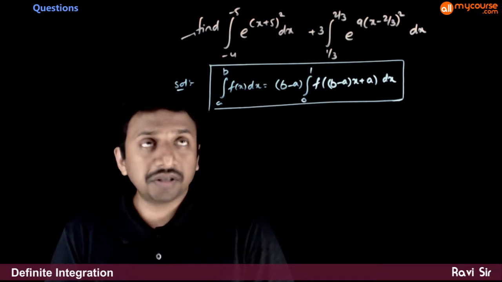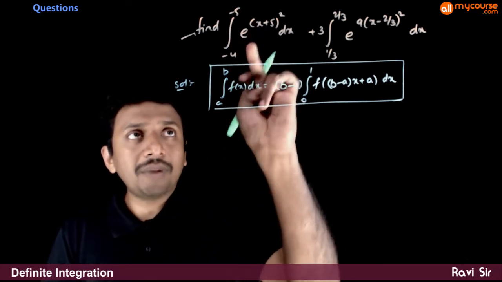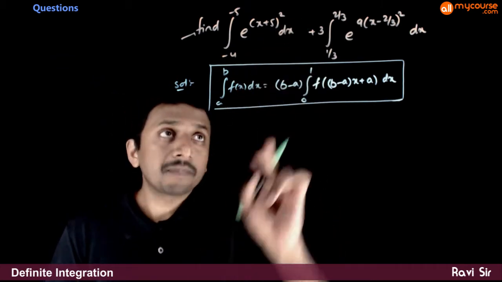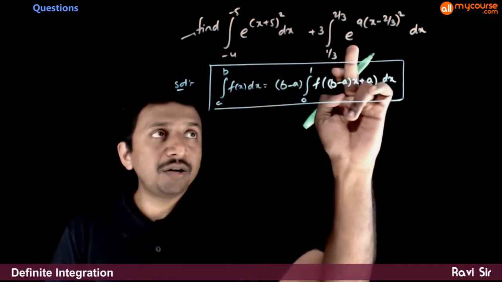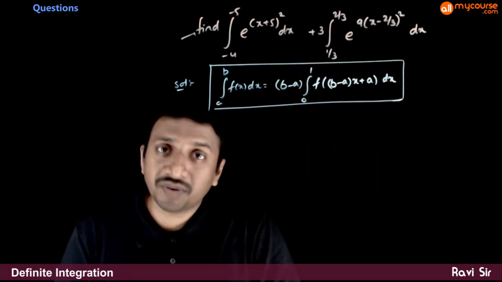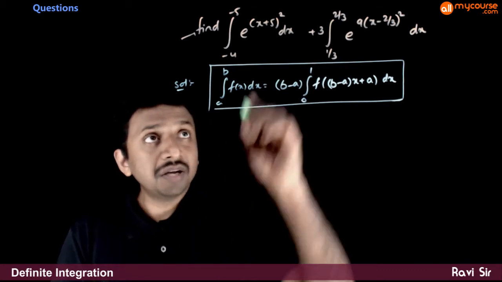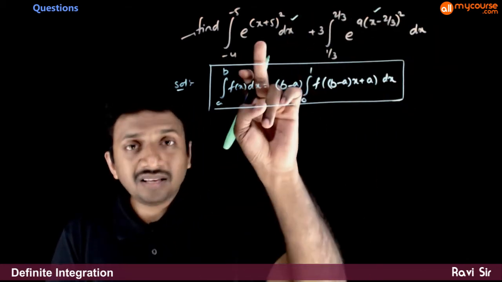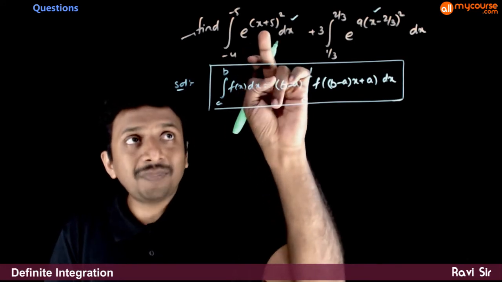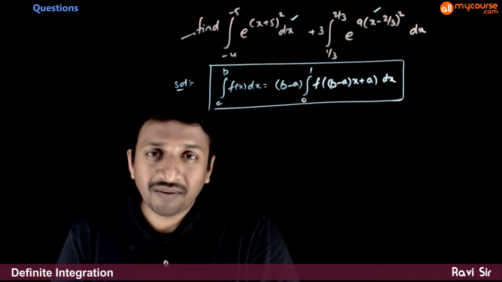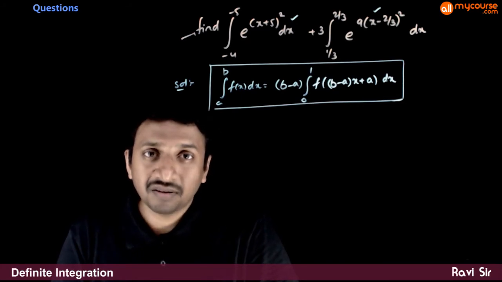So let us look at this question. Integration from -4 to -5 of e^((x+5)^2) dx plus 3 times integration from 1/3 to 2/3 of e^(9(x-2/3)^2). So individually, if you look at each of these integrals, these functions, that is e power x square type of functions, cannot be integrated. We have never integrated functions like this.